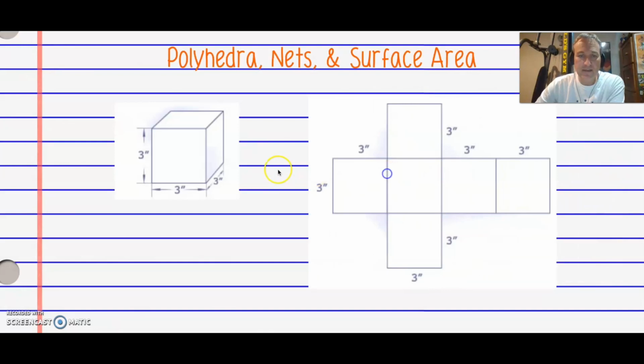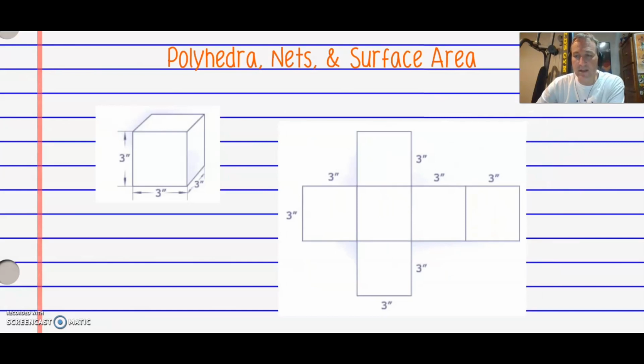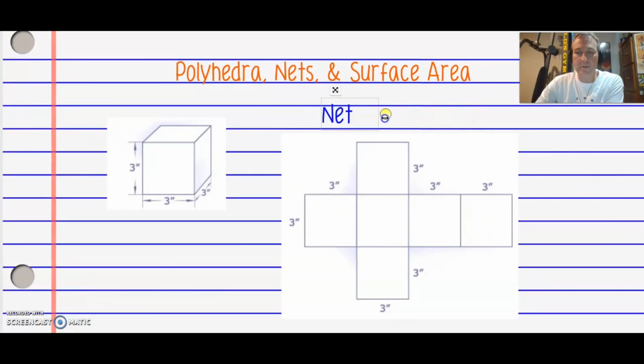Taking a 3-dimensional polyhedron and folding it out into the flat 2-dimensional shapes that make up that polyhedron. We call this right here a net. Okay, and I'll label that for you. Put that label right there. That's called a net. That's called a polyhedron, like we learned in the previous video, episode 26.